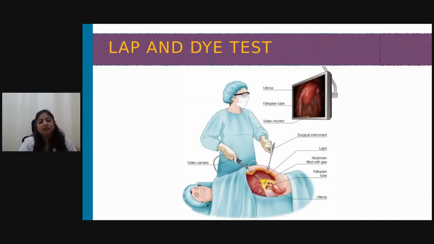Another last test which is done is called the lap and dye test, also called chromoperturbation or laparoscopic test. It is basically laparoscopy. We all know laparoscopy is a keyhole surgery. In that, 2-3 holes are made, and we see inside the tummy, inside the abdomen, how the fluid comes out of the tubes. So that is a direct test.